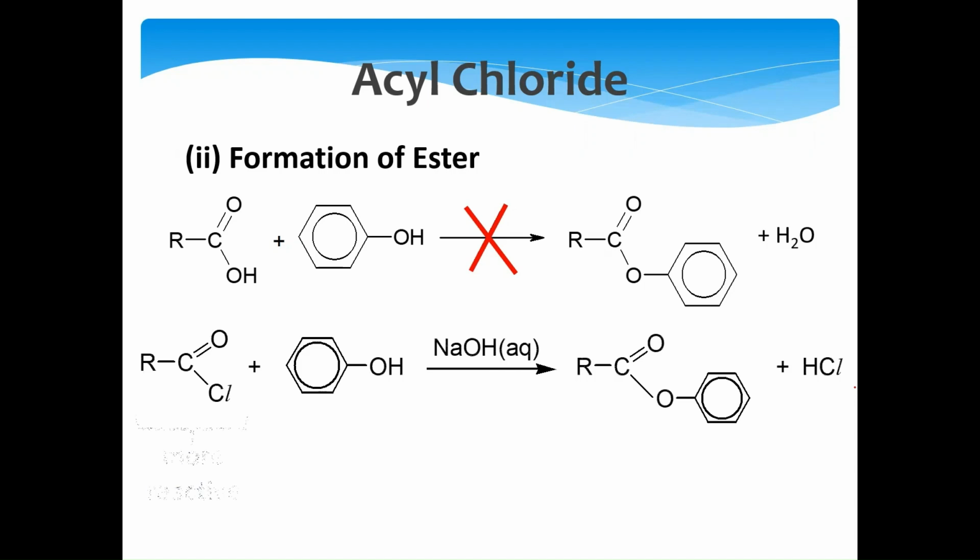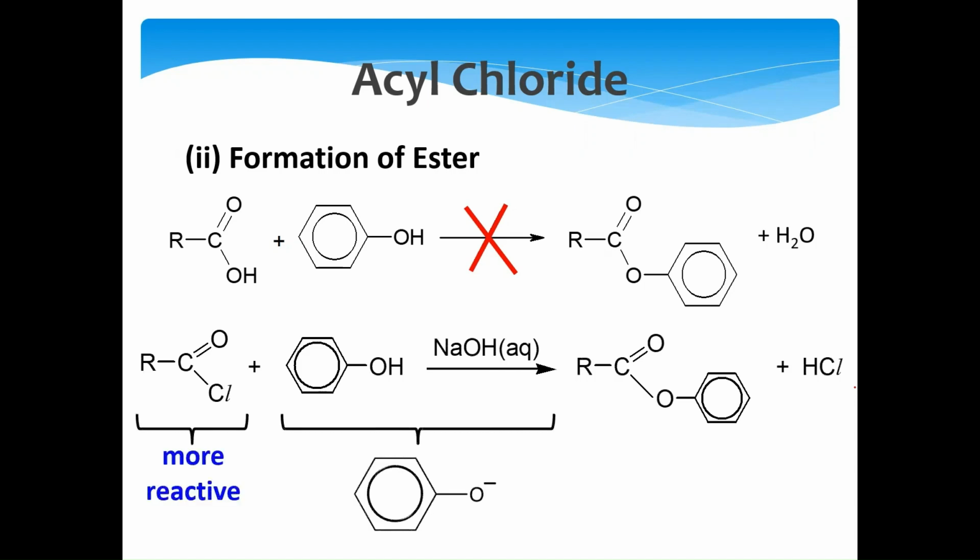So as earlier mentioned, phenol, we will have to convert it using NaOH to a phenoxide anion, which is a stronger nucleophile, and then we react with acyl chloride. Acyl chlorides are more reactive than carboxylic acid. Then we will be able to get the ester. So acyl chloride plus phenol, and you add in NaOH, you will then get the ester.